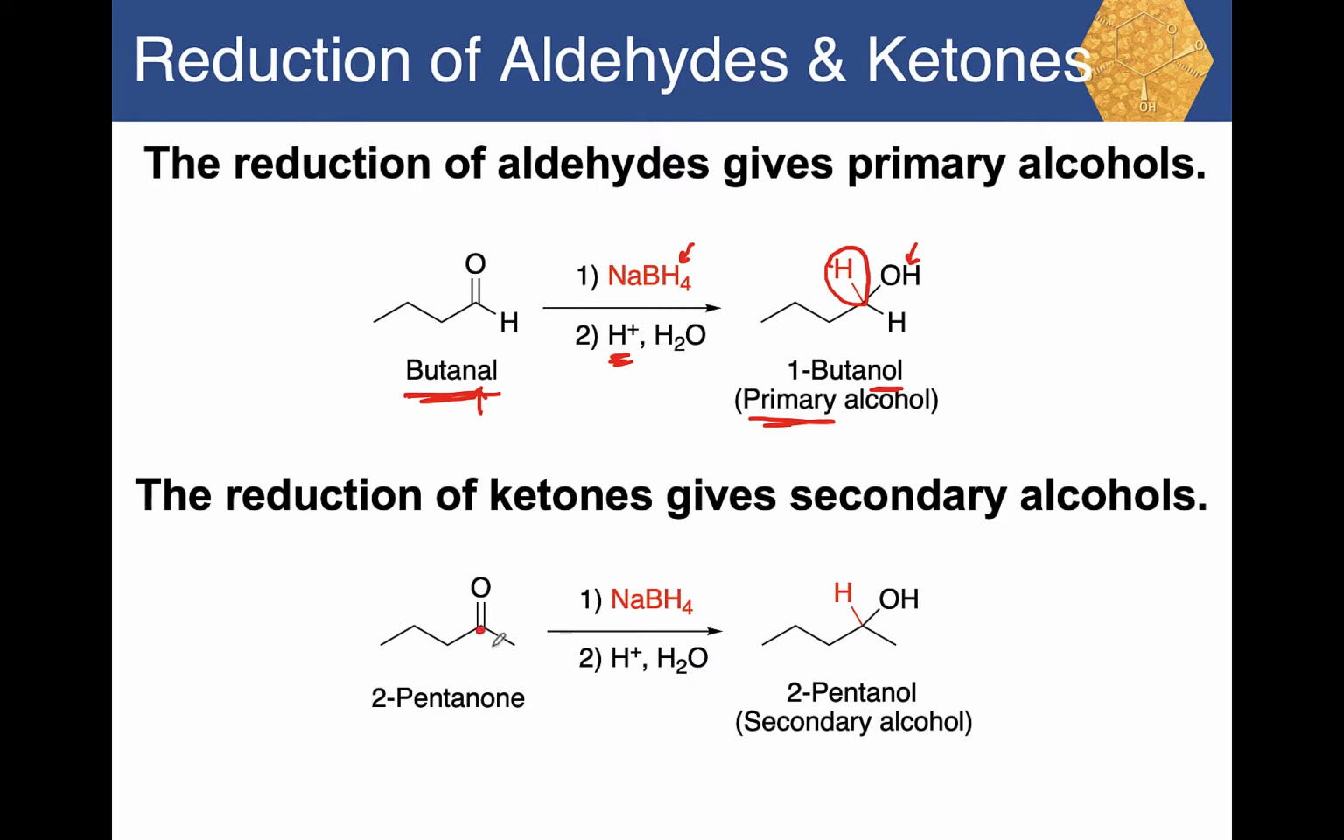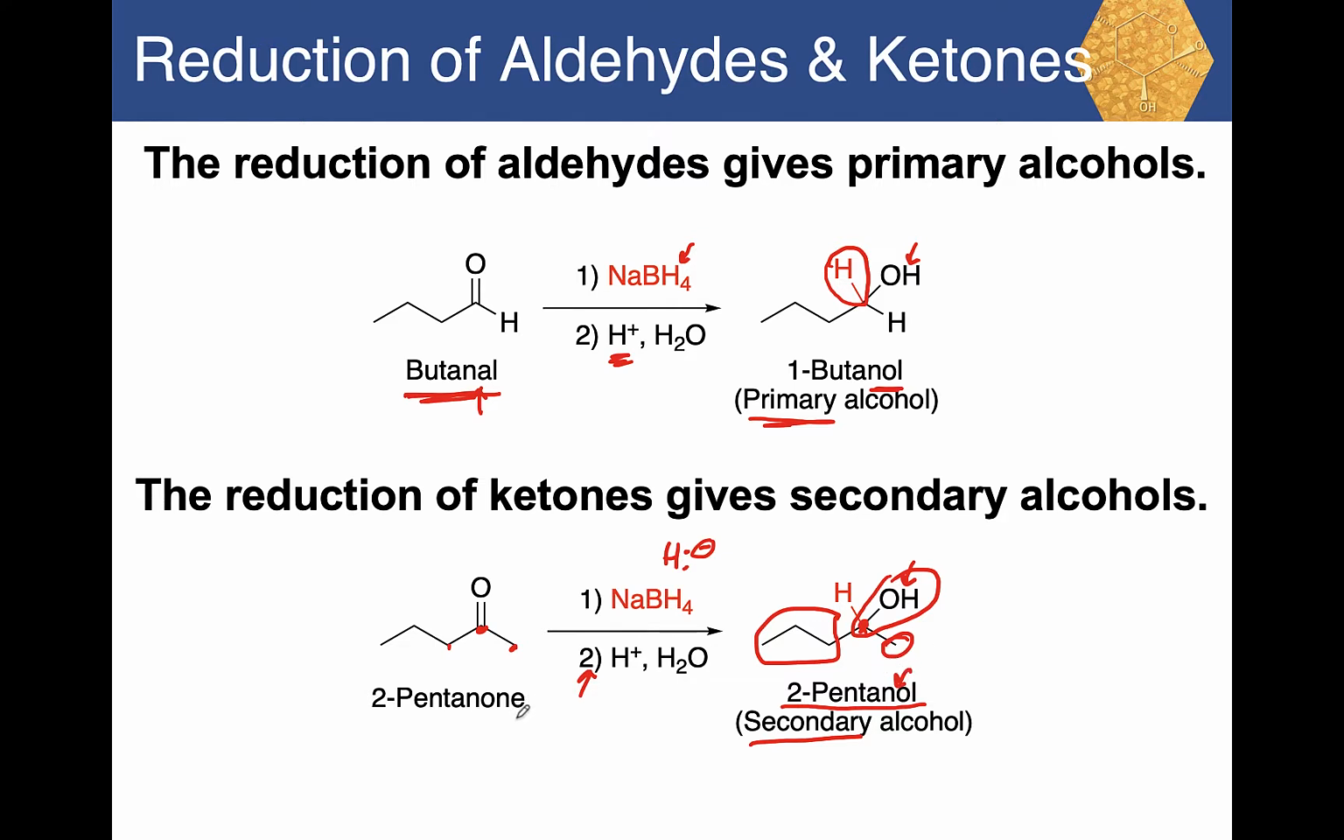Ketones, here's a ketone. Why is it a ketone? Because here is a methyl group, carbon containing, and here is another carbon containing group. No hydrogens bonded to this carbon. The reaction with sodium borohydride, which generates H minus, will react here, and here it is. And in the second step, a hydrogen will be added to the oxygen. So we'll have an alcohol, since this alcohol here has a carbon that's bonded to one alkyl group and another alkyl group, it is a secondary alcohol. Of course, the name of this alcohol is 2-pentanol. Notice the ol. Pentanol makes it an alcohol.